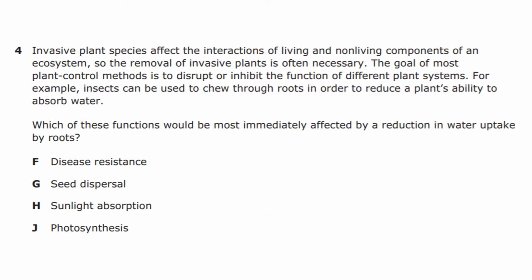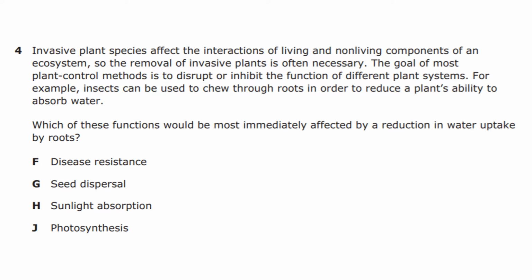This question says, invasive plant species affect the interactions of living and non-living components of an ecosystem. So the removal of invasive plants is often necessary. The goal of most plant control methods is to disrupt or inhibit the function of different plant systems. For example, insects can be used to chew through roots in order to reduce a plant's ability to absorb water. Now, which of these functions would most immediately be affected by a reduction in water uptake by the roots?